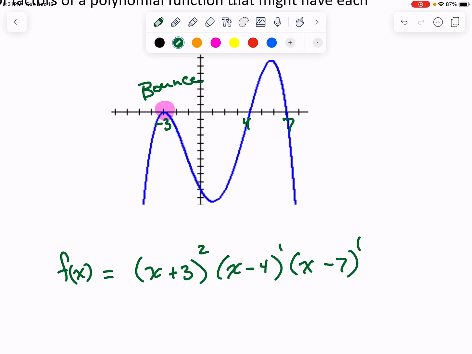Now, because both ends are pointed down, this is a negative polynomial. The leading coefficient will be negative because both ends are pointed down. Now, if both ends are pointed up, it'd be positive.